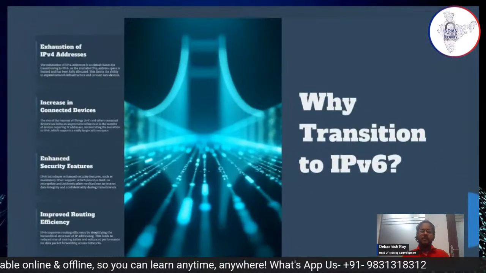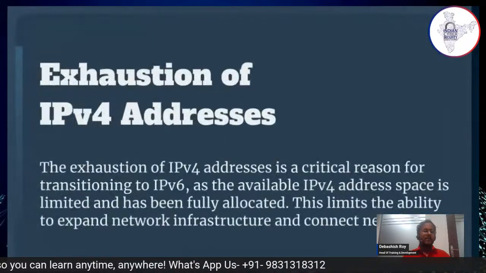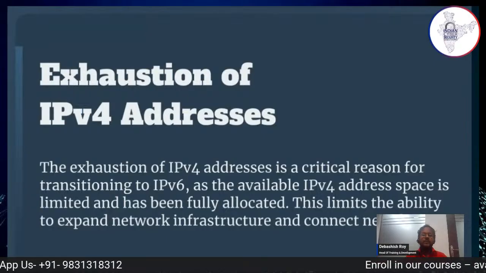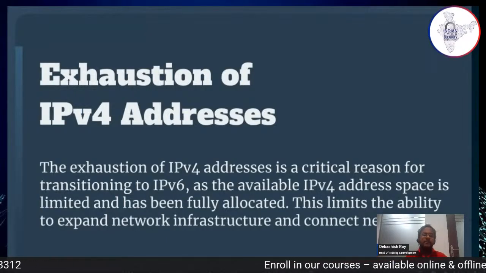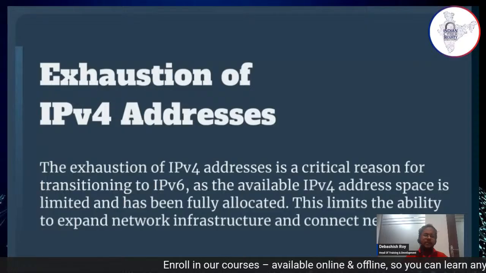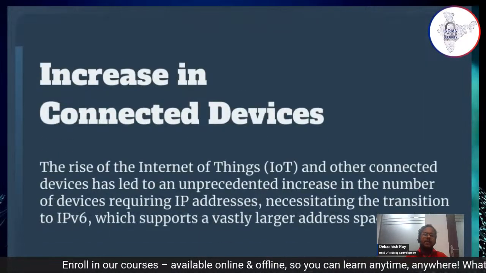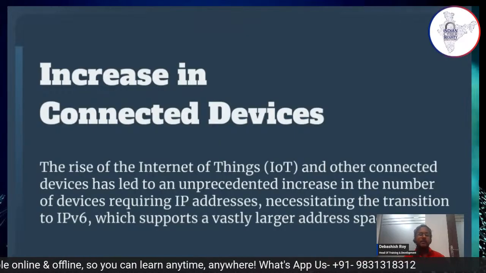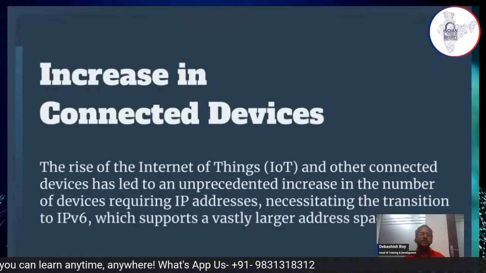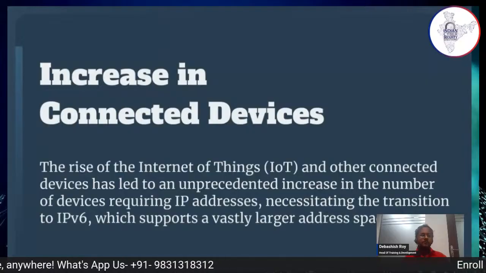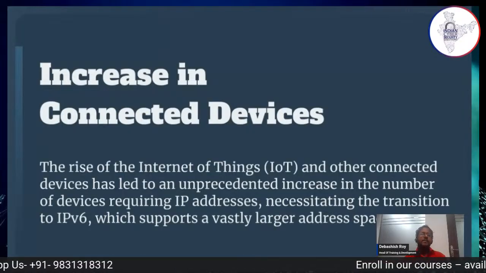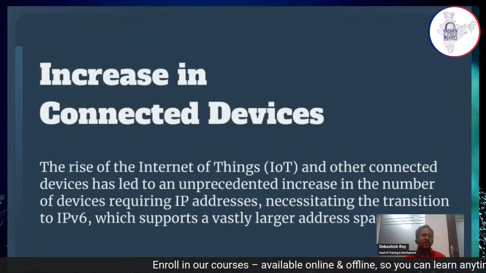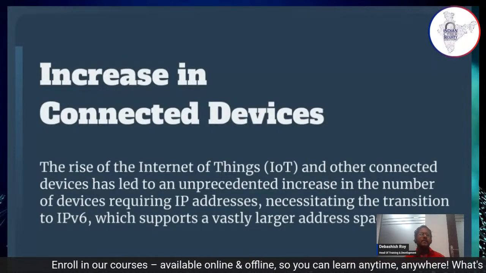Now, why transition to IPv6? Because of exhaustion of IPv4 addresses, as I've told you. IPv4 address exhaustion is a critical reason for transitioning to IPv6, because the available IPv4 address space is limited. That is why IPv6 came. Then, the increase in connected devices. With the rise of IoT, the Internet of Things, and other connected devices, there has been an unprecedented increase in the number of devices requiring an IP address. Nowadays, people are using a lot more smartphones. Each smartphone has internet connectivity and creates a lot of IP address demand.